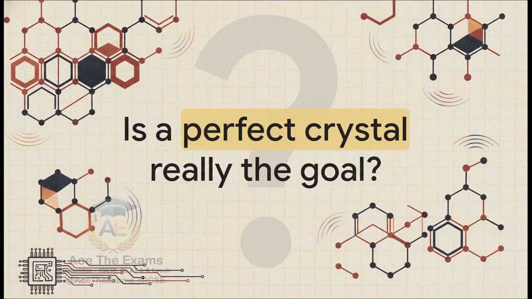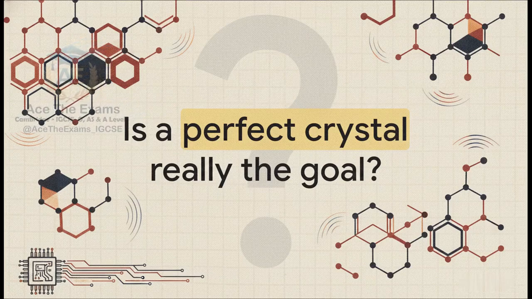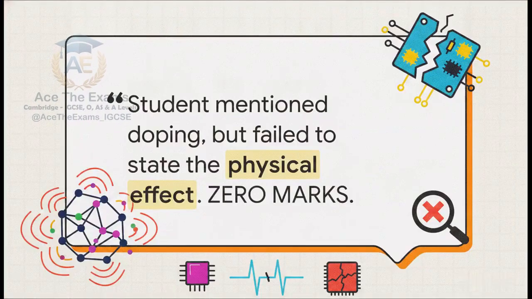Most learners assume that a flawless, perfect crystal structure is exactly what engineers want. I mean, you picture a perfectly ordered lattice, right? It makes sense, but physics actually shows us otherwise. In fact, if we only ever worked with completely perfect crystals, modern technology as we know it would literally not exist. And look at this.